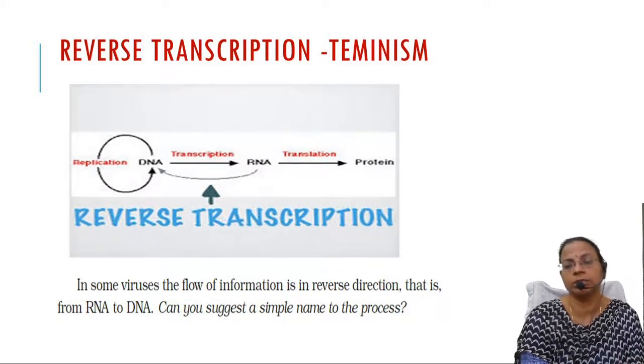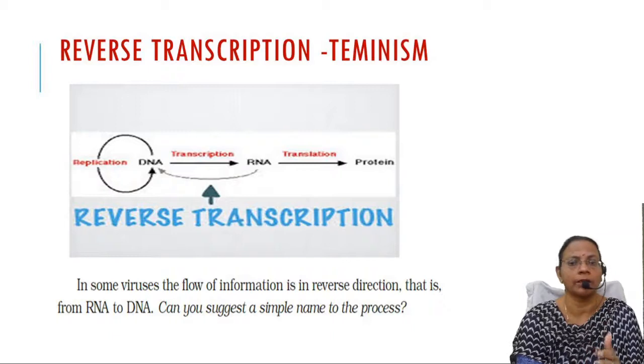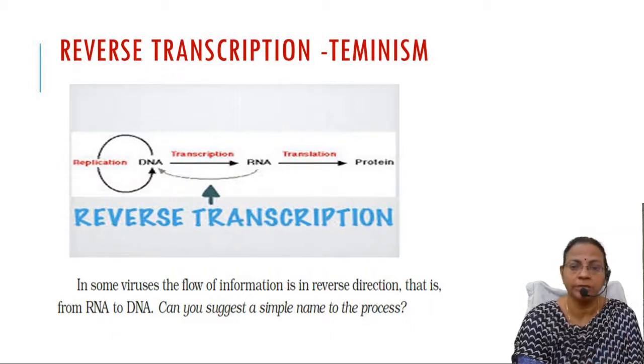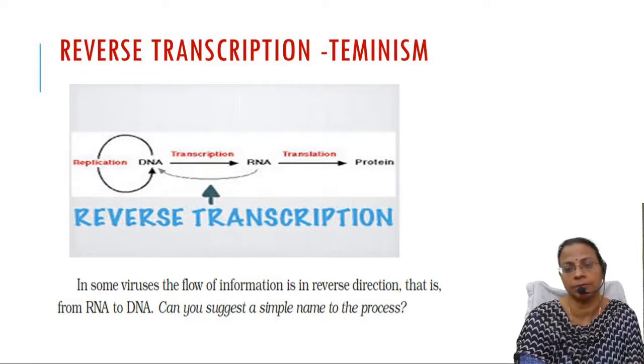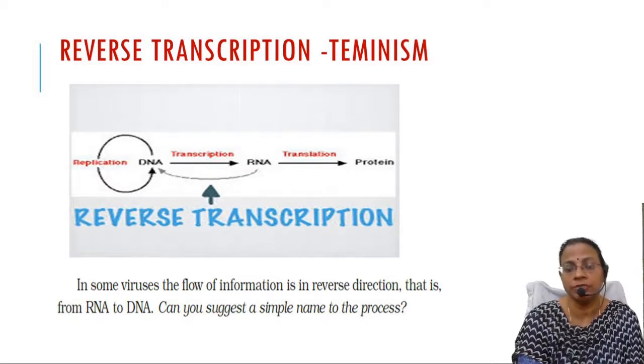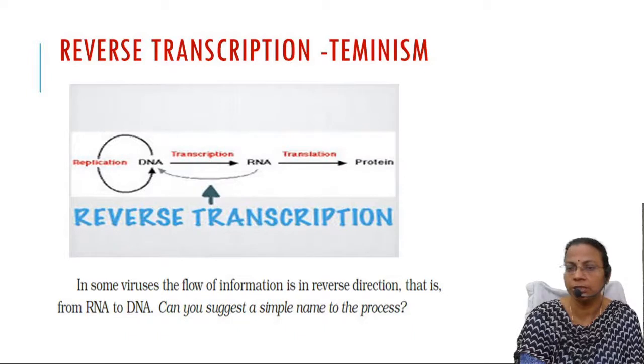In all other organisms, it is DNA to RNA. But here in virus, it is in a reverse direction. That is, RNA takes initiative for the synthesis of DNA with the help of an enzyme called reverse transcriptase. That process is called reverse transcription. So as a result of reverse transcription, RNA makes a DNA.